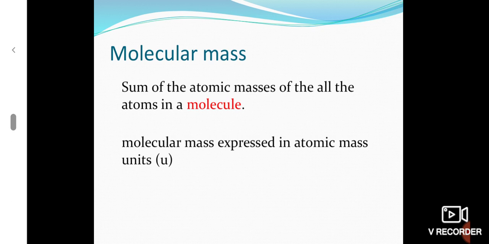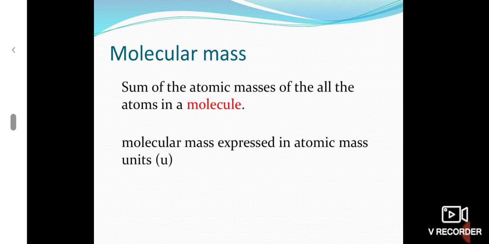First we learn what atomic mass is. It is the mass of an atom. What is the molecular mass? We know what a molecule is. A molecule is a group of atoms. It contains 2 or more atoms, isn't it? The molecule is made up of a number of atoms.